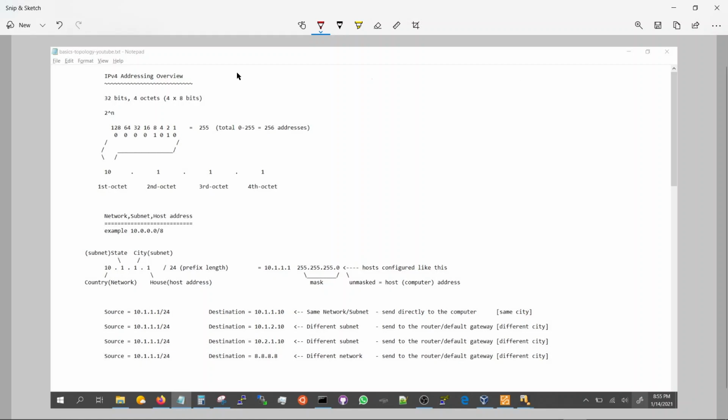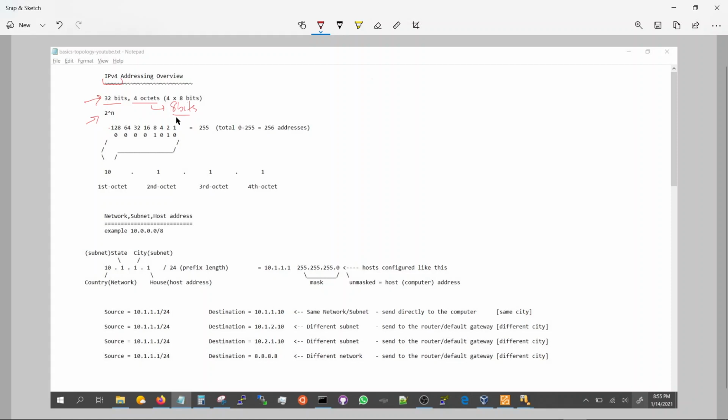Today we're going to talk about a brief high-level concept about IPv4 addressing. IPv4 addressing is a 32-bit number, and it's divided into 4 octets, and octets are 8 bits. Each octet is 8 bits, and that's where the word octet comes from. And that's how they are structured, with the formula of 2 to the power of n.